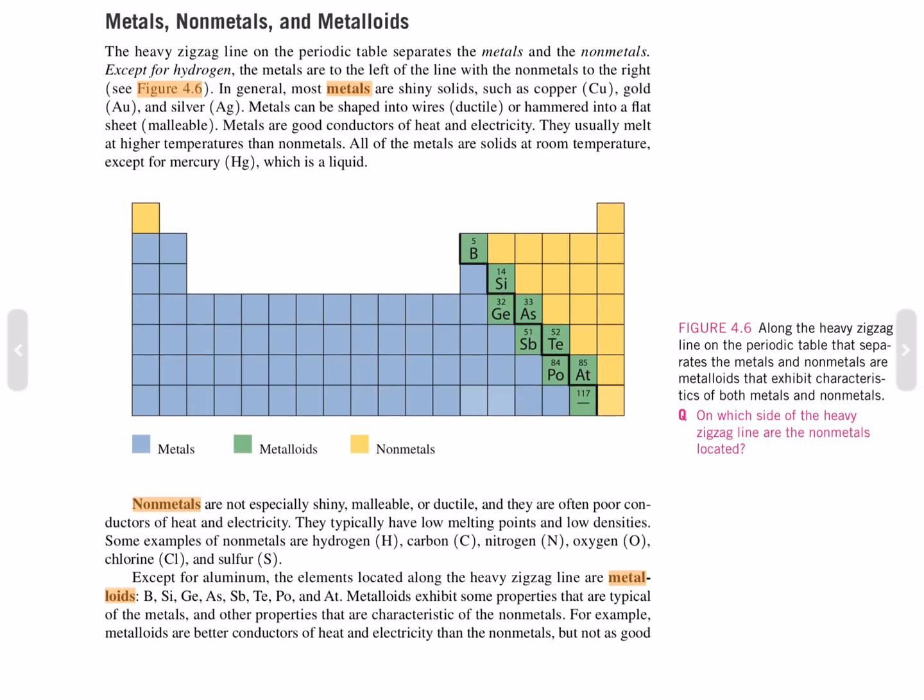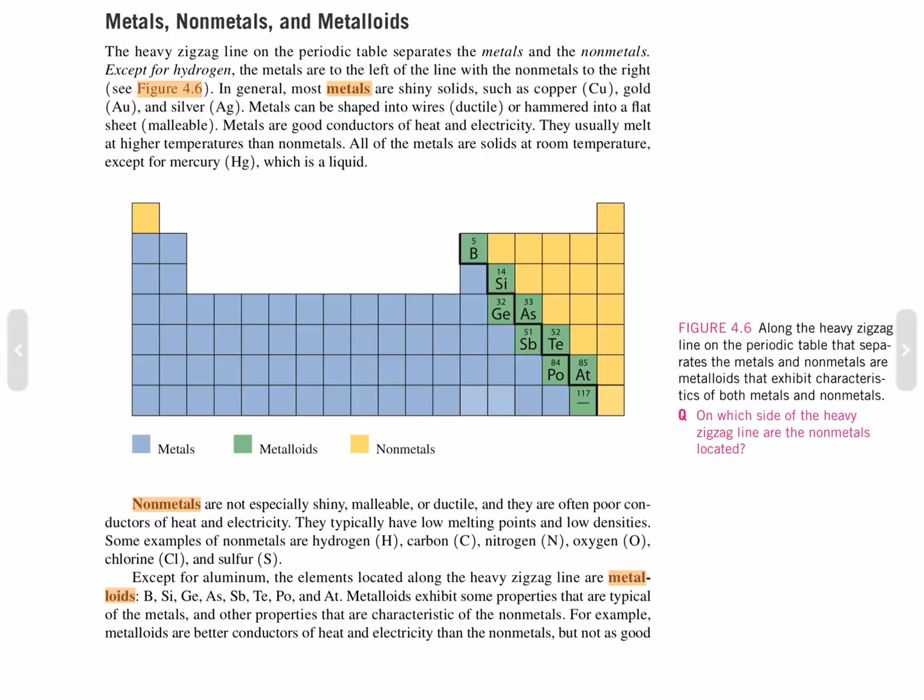Nonmetals are not especially shiny, malleable, or ductile, and they're often poor conductors of heat and electricity. They typically have low melting points and low densities. Some examples of nonmetals are hydrogen, carbon, nitrogen, oxygen, chlorine, and sulfur.